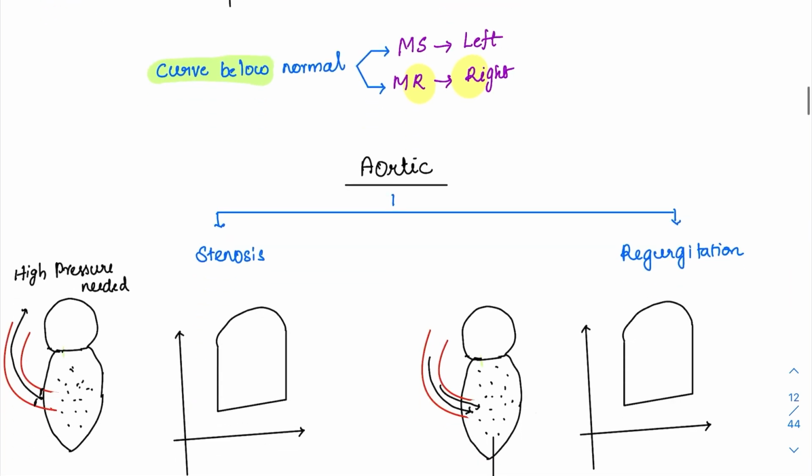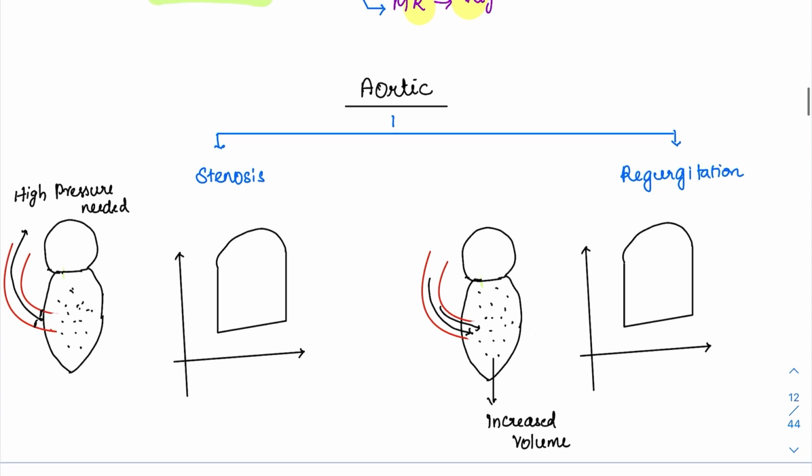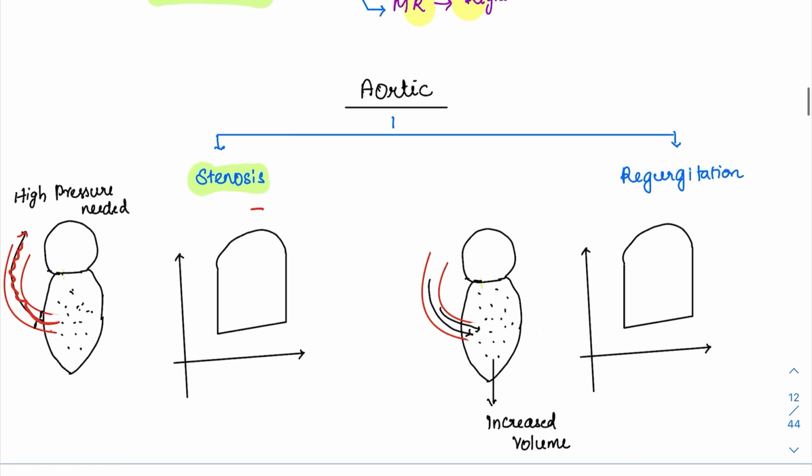What happens in aortic stenosis and aortic regurgitation? So whenever there is a stenosis, what do I need? I need a high pressure to push the blood into this aorta. So whenever I need a high pressure, what will happen to the height of the pressure? The pressure should increase, obviously. So what is going to happen? The curve will be above. The one thing that we are pretty sure of is the curve will be somewhere above.